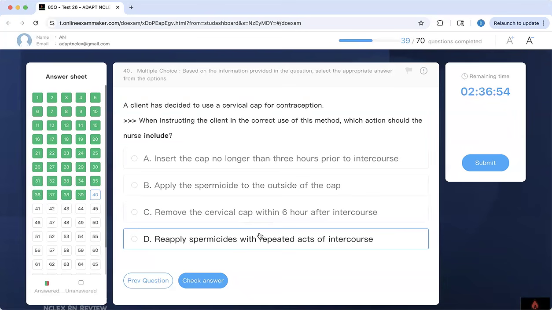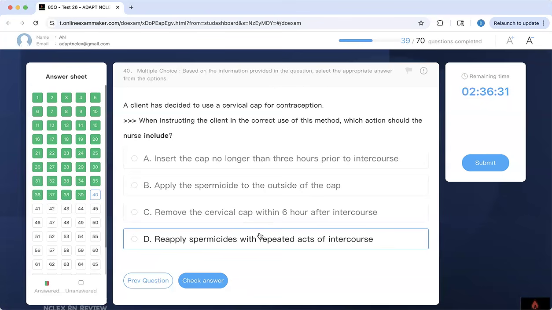The client has decided to use a cervical cap for contraception. When instructing the client in the correct use of the method, which action should the nurse include? Insert the cap no longer than 3 hours prior to intercourse. Apply the spermicide to the what? Outside of the cap. Remove the cervical cap within 6 hours after intercourse. Reapply spermicide with repeated acts of intercourse.